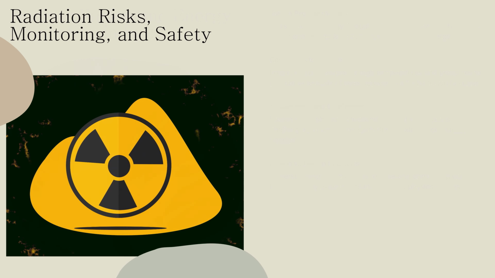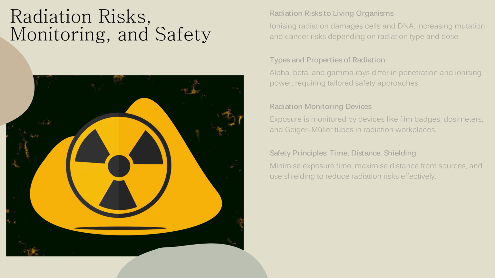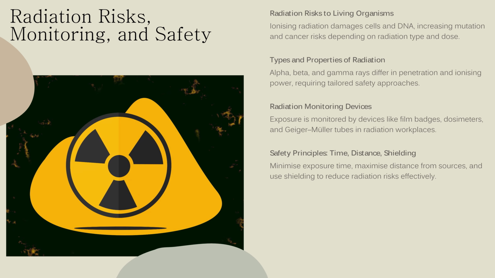Radiation poses potential risks to living organisms because ionizing radiation can damage cells and DNA, increasing the likelihood of mutations and cancer. The severity of the risk depends on factors such as the type of radiation, the dose received, and whether the source is internal or external. In this topic, we have explored atomic structure, isotopes, radioactive decay, radiation types, half-life, and nuclear reactions. Understanding nuclear physics helps us explain how matter behaves at the smallest scale and how nuclear energy can be used.